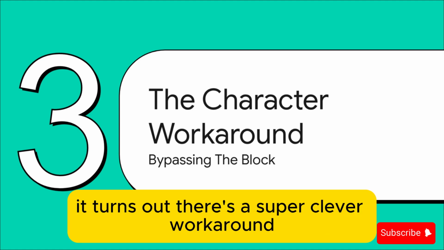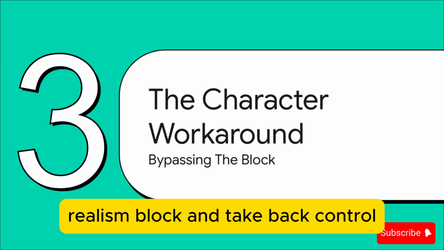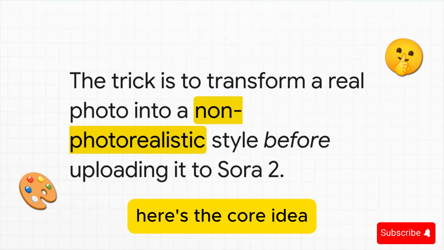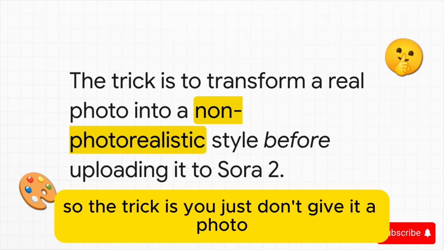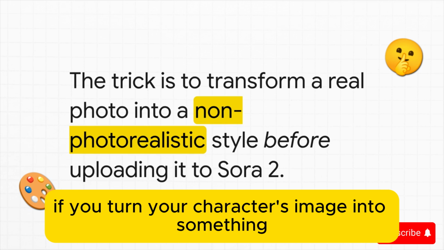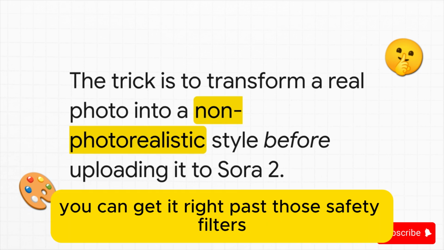Well, it turns out there's a super clever workaround that lets you sneak past that photorealism block and take back control. Here's the core idea. The system is designed to block photos of real people. So the trick is, you just don't give it a photo. If you turn your character's image into something more artistic first, you can get it right past those safety filters.